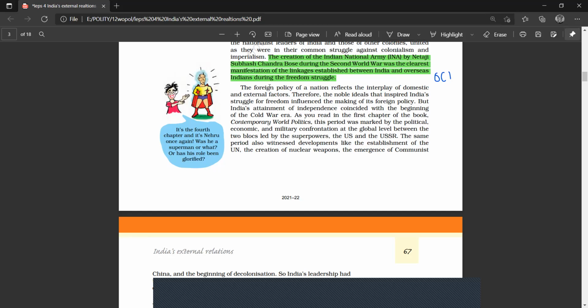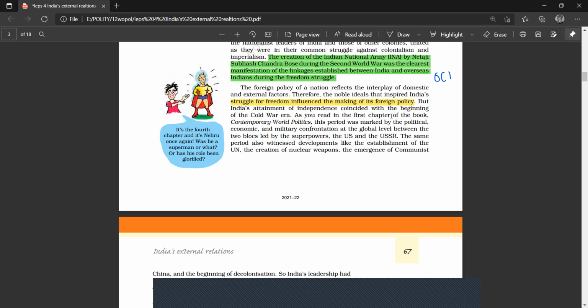All right. The foreign policy of a nation reflects the interplay of domestic and external factors. Therefore, the noble ideas that inspired India's struggle for freedom influenced the making of its foreign policies. This is a very important note that we can make here, that the noble ideas that we had in the struggle for freedom influenced the foreign policy that India made. But India's attainment of independence coincided with the beginning of the Cold War era.